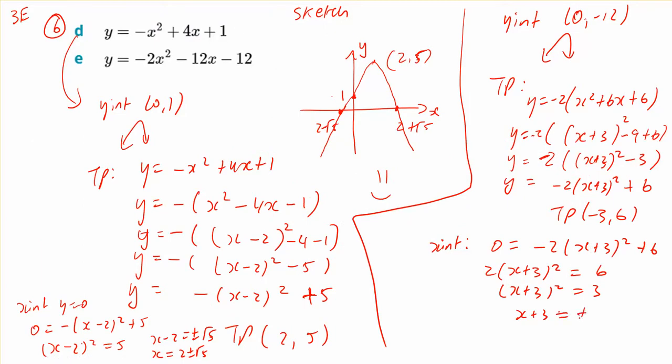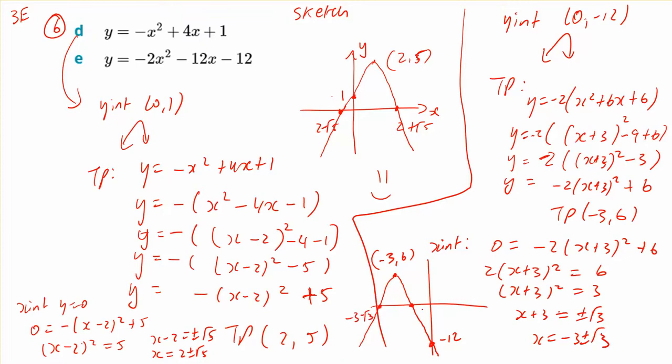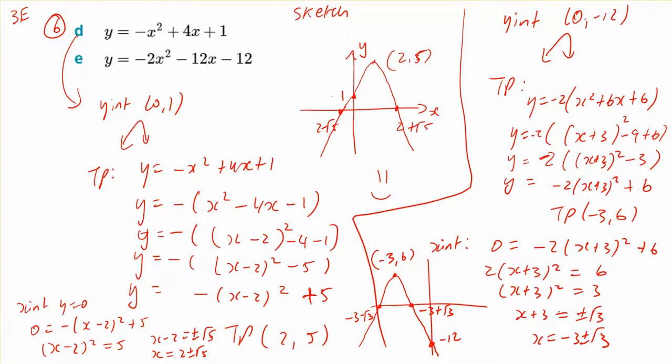So rewrite this. The solution will be negative 3 plus or minus root 3. They're both going to be in the negative region. And what's going to happen is that we've got a graph that's going to look something like this. The y-intercept's negative 12. My turning point is (negative 3, 6). And we've got two x-intercepts, negative 3 minus root 3 and negative 3 plus root 3, like that. Okay, and we know our graph is a frown.